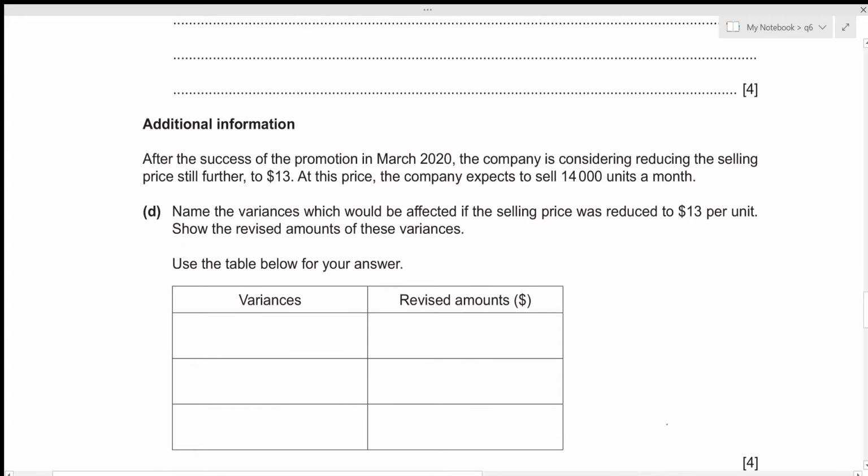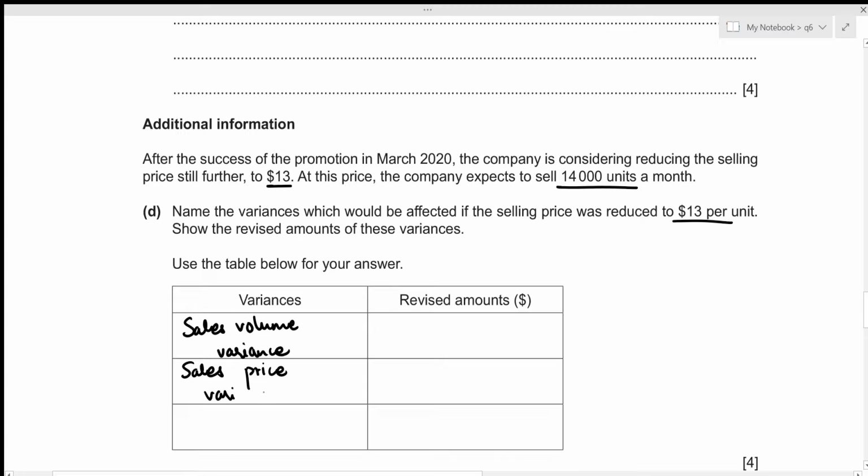We're given additional information. After the success of the promotion in March 2020, the company is considering reducing the selling price still further to 13. At this price, the company expects to sell 14,000 units a month. Now for the fourth part of this question, we need to name the variances which would be affected if the selling price was reduced to 13 per unit. Again, since we're considering the changes in selling price, the only variances that would be affected are the sales volume variance and sales price variance. Let's write it down. So that's sales volume variance and sales price variance.